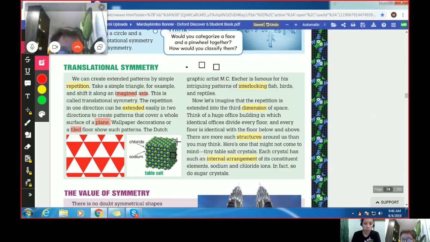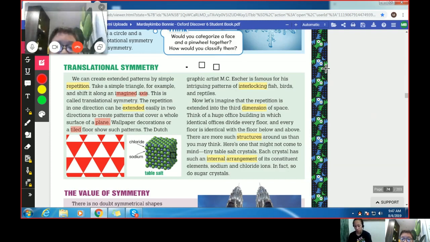The Dutch graphic artist M.C. Escher is famous for his intriguing patterns of interlocking fish, birds, and reptiles.